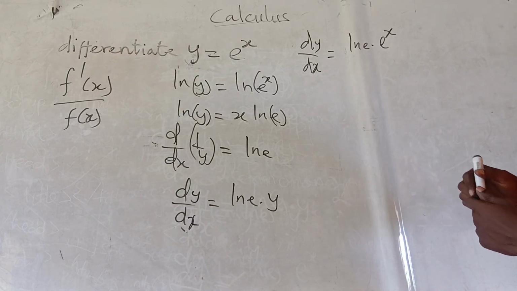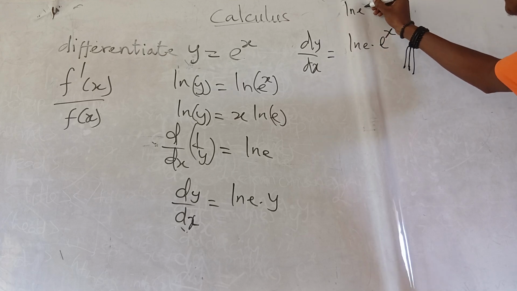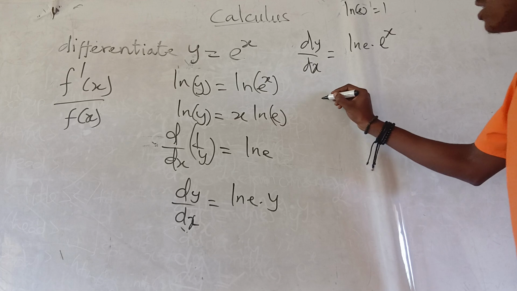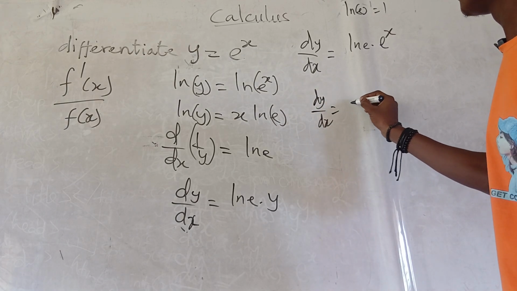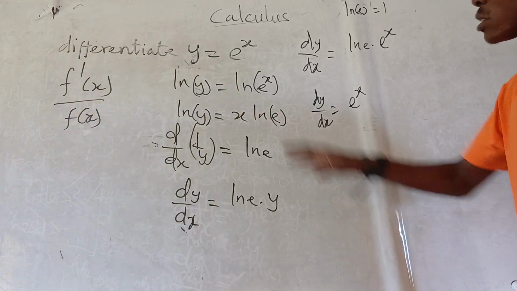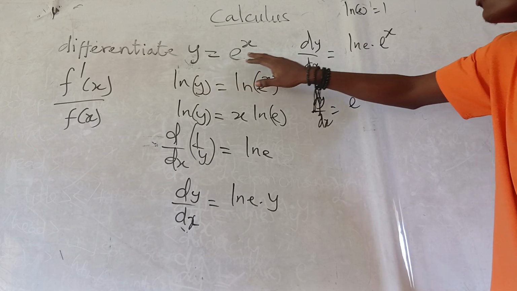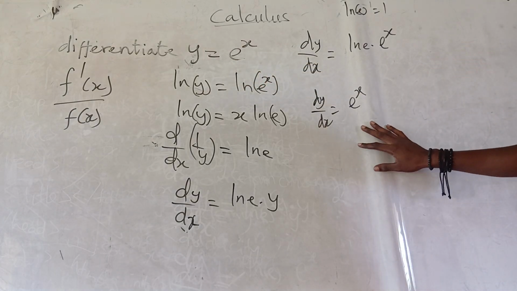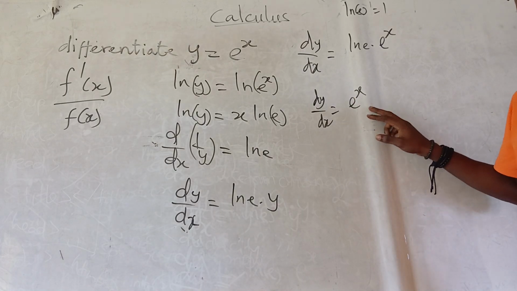So now, anytime that you have ln e, you can punch it on your calculator. Ln e is equal to 1. So we are going to put 1 here. And our dy dx now becomes e raised to the power x. Now, the question was to differentiate y is equal to e raised to the power x. And now, after our differentiation, we have gotten our dy dx to be equal to e raised to the power x.